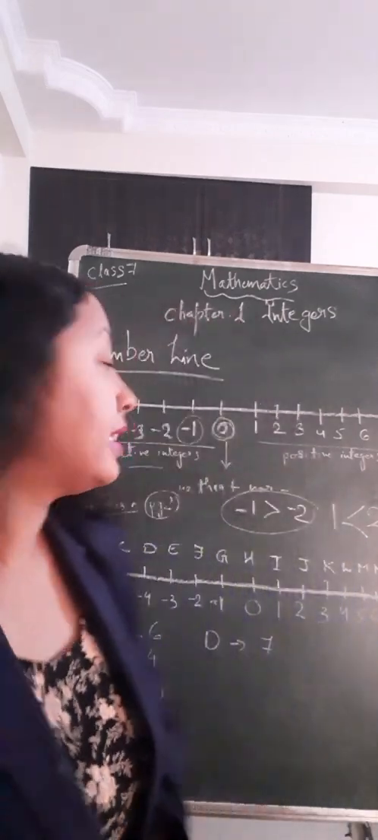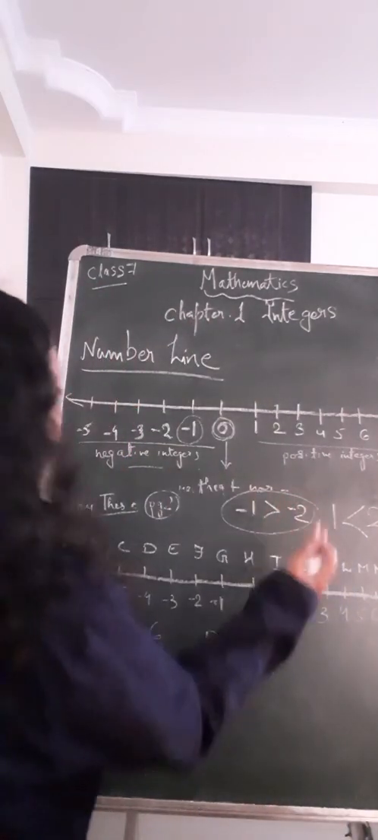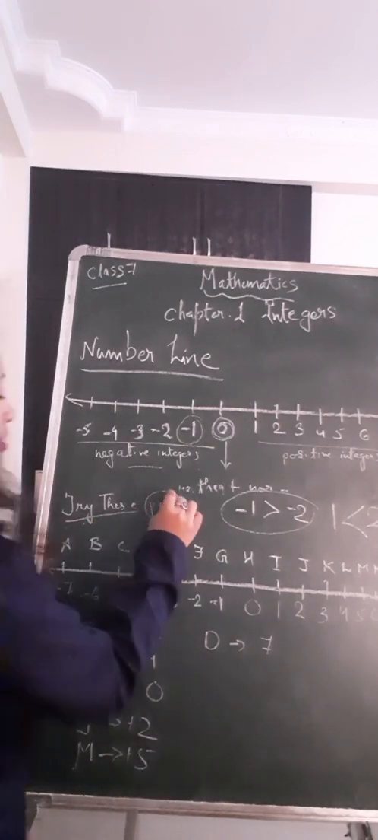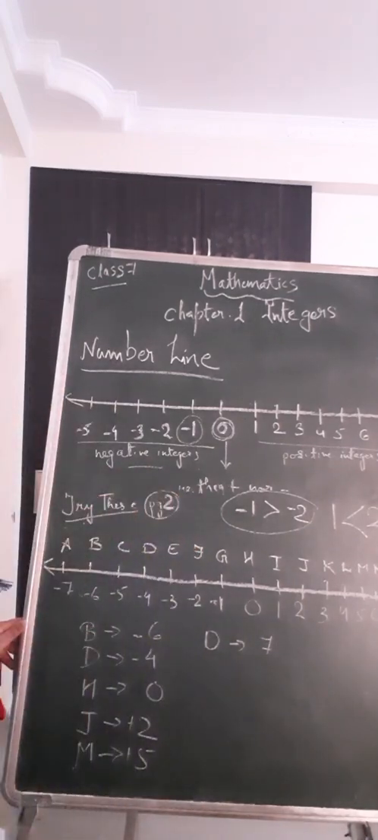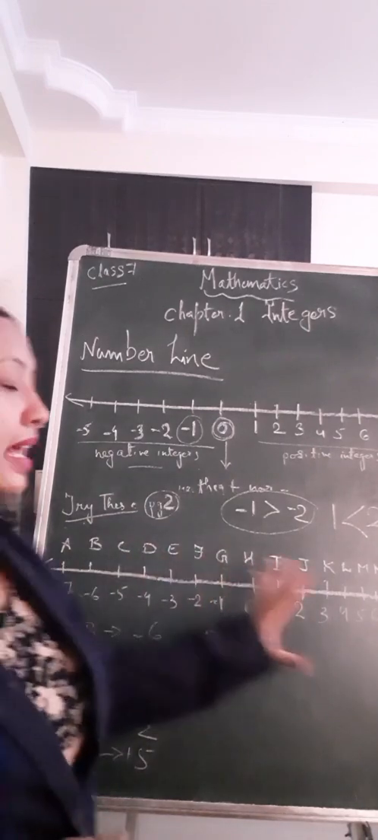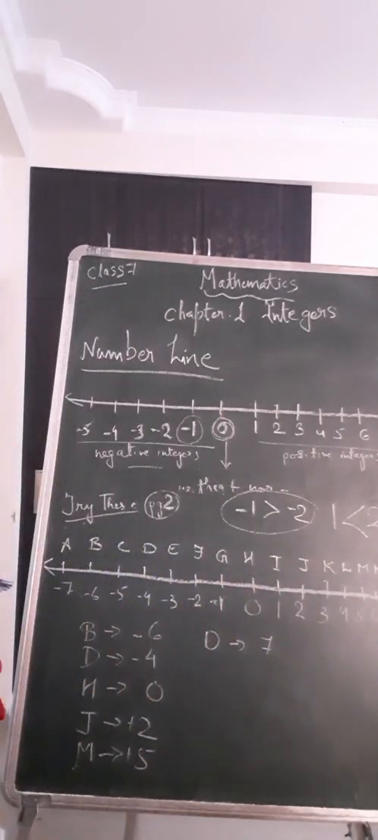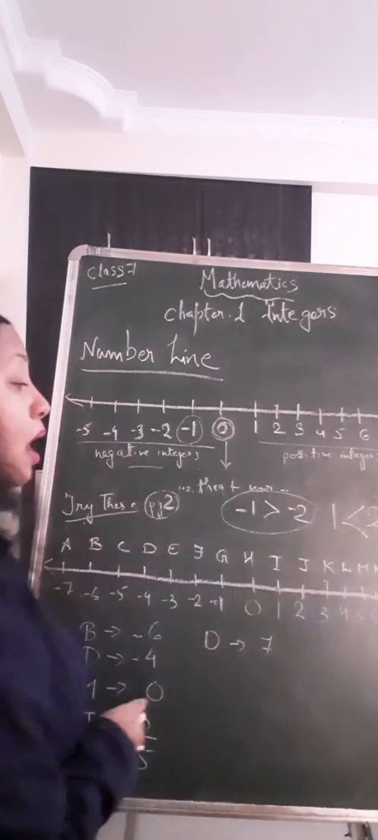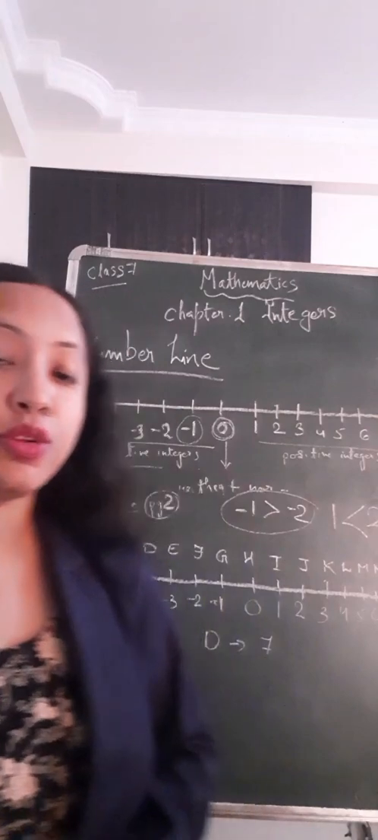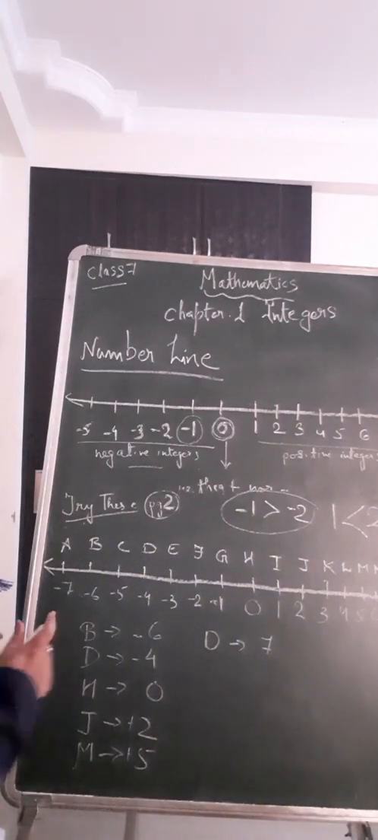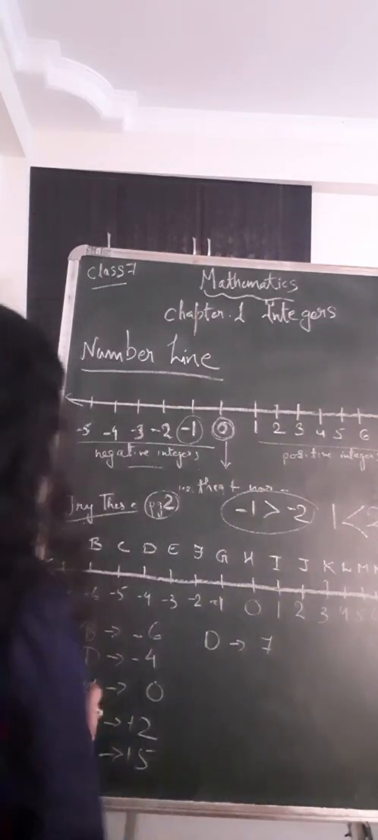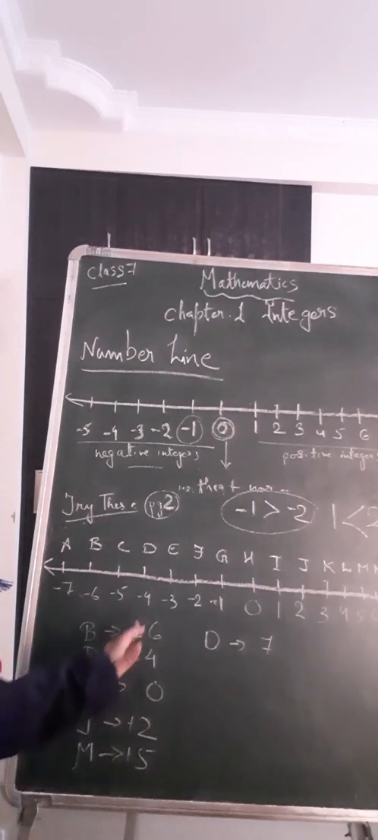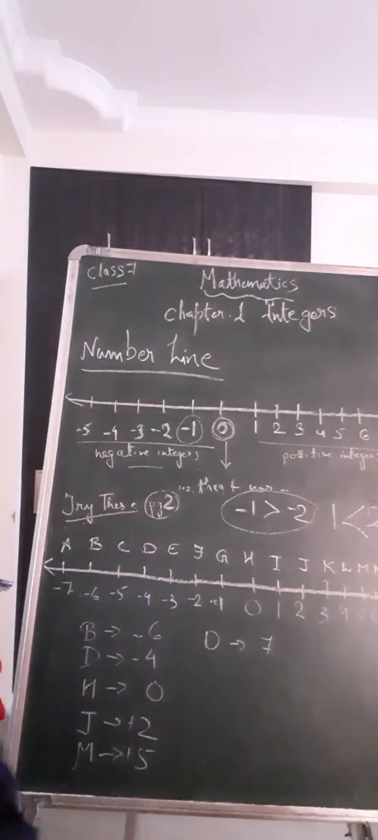Okay, so now children, we will be discussing next. Try these questions which we have on page number 2, children. A number line is given to you in the questions, and the alphabets A, B, C, D till O have been marked, and you are supposed to guess the values of the alphabets B, D, H, J, M. What would be the values that you will have to guess?